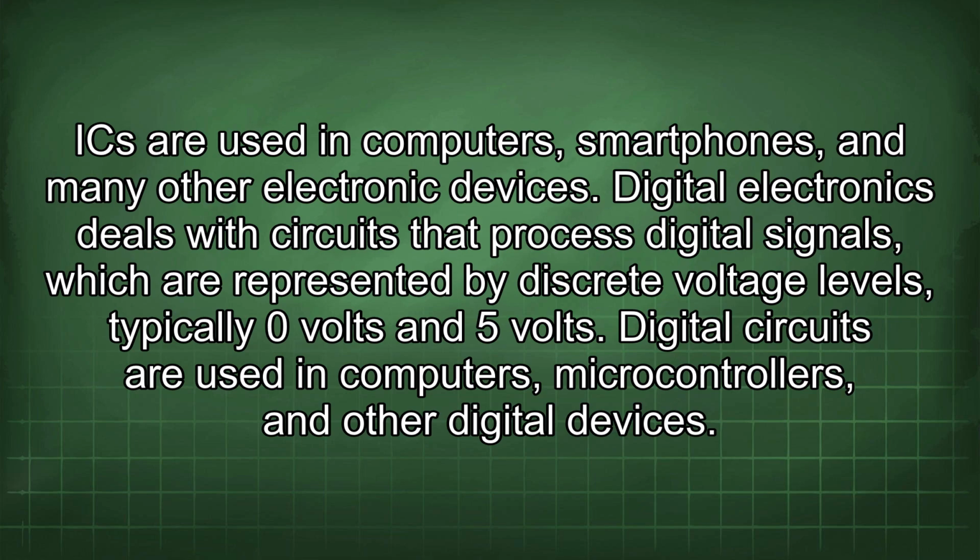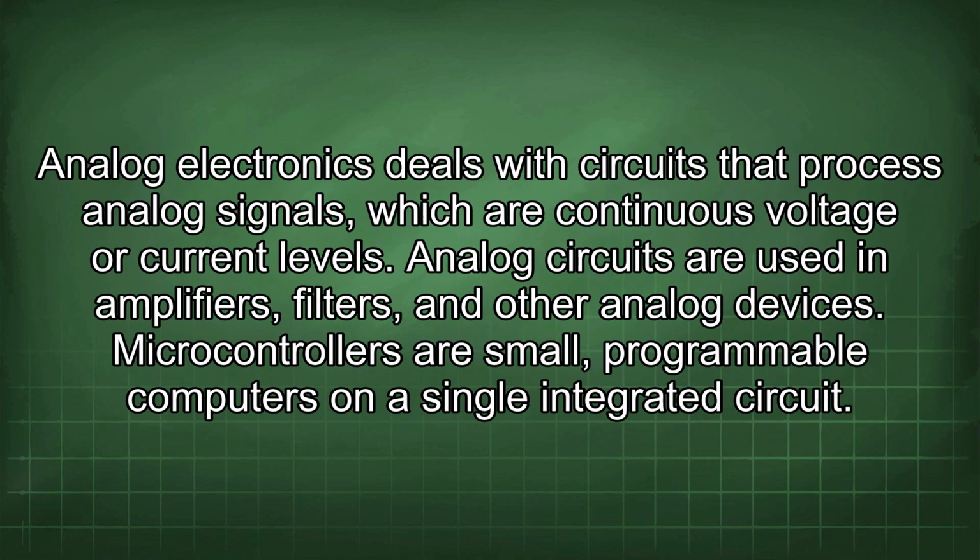Digital electronics deals with circuits that process digital signals, which are represented by discrete voltage levels, typically 0 volts and 5 volts. Digital circuits are used in computers, microcontrollers, and other digital devices. Analog electronics deals with circuits that process analog signals, which are continuous voltage or current levels. Analog circuits are used in amplifiers, filters, and other analog devices.